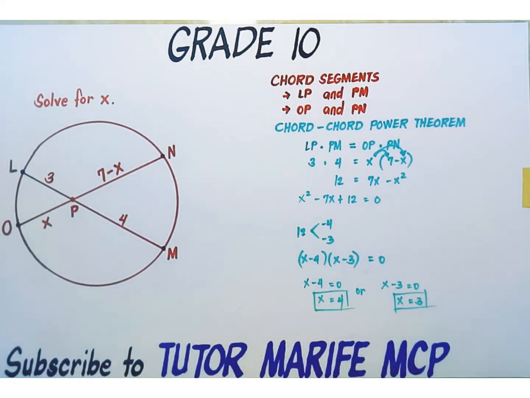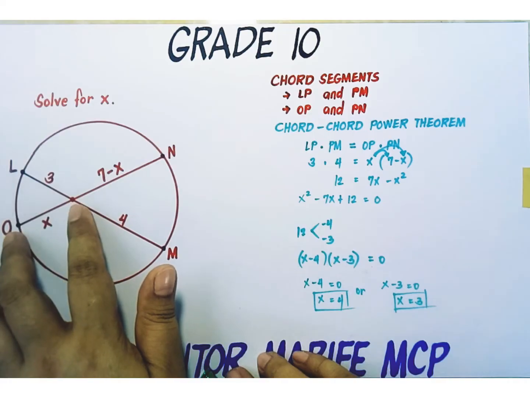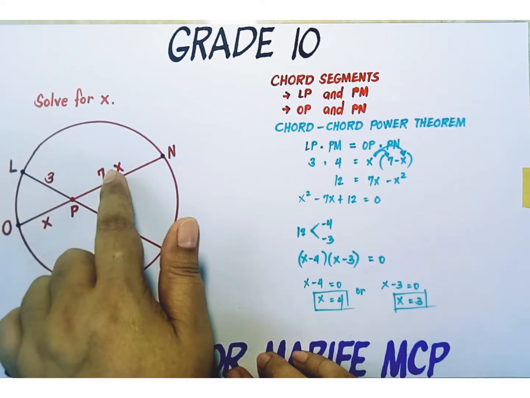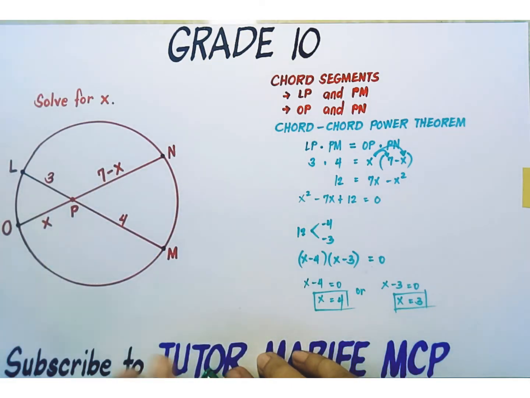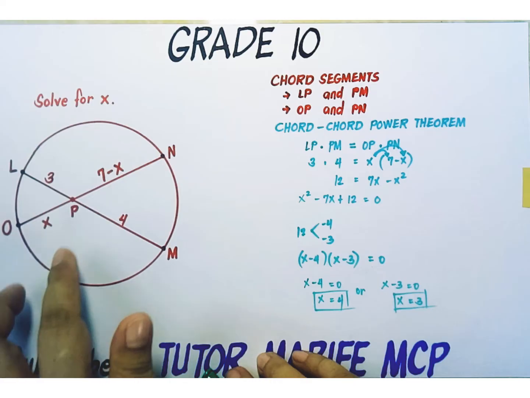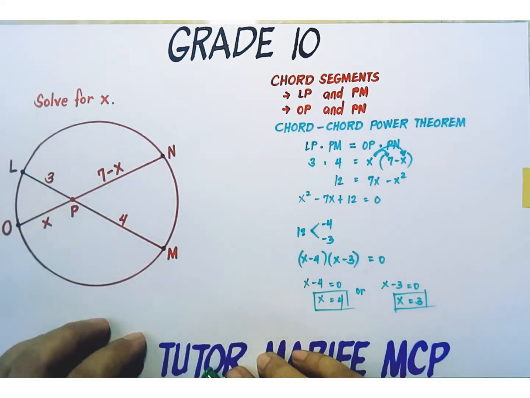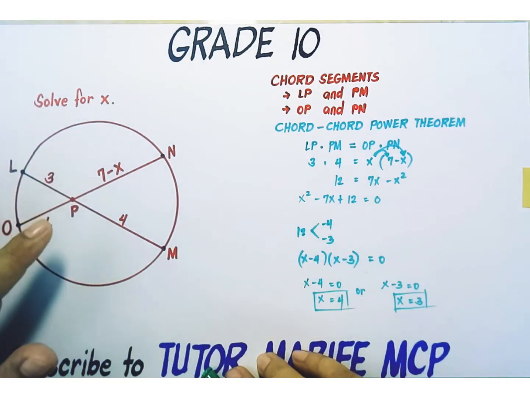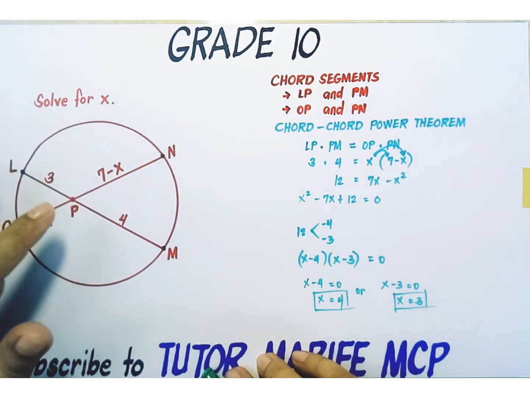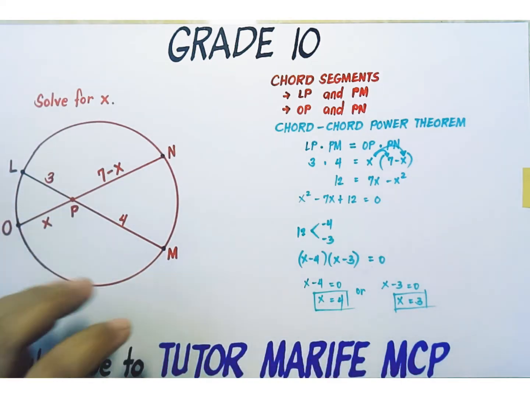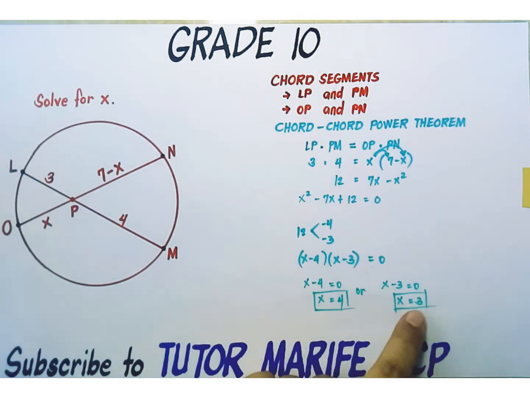Therefore, 4 is validated. How about 3? If x is equal to 3, the length of chord segment OP is 3, while the length of chord segment PN is 7 minus 3 or 4. Multiplying the two lengths, 3 times 4 is equal to 12. And that product is equal to the product of the lengths of chord segments LP and PM, which is also equal to 12. Again, we validated the second answer.